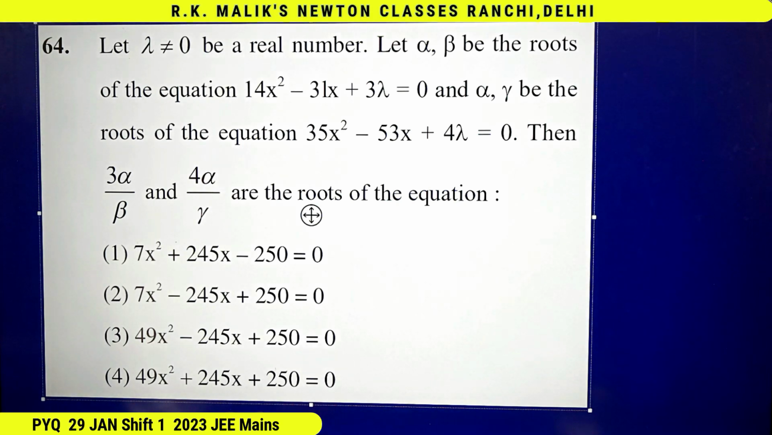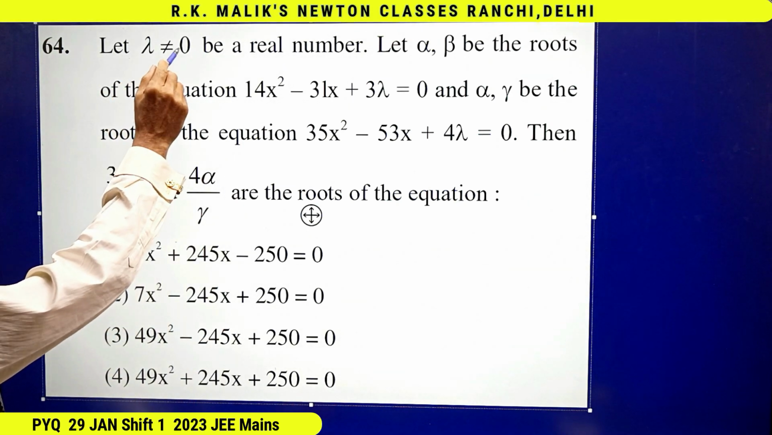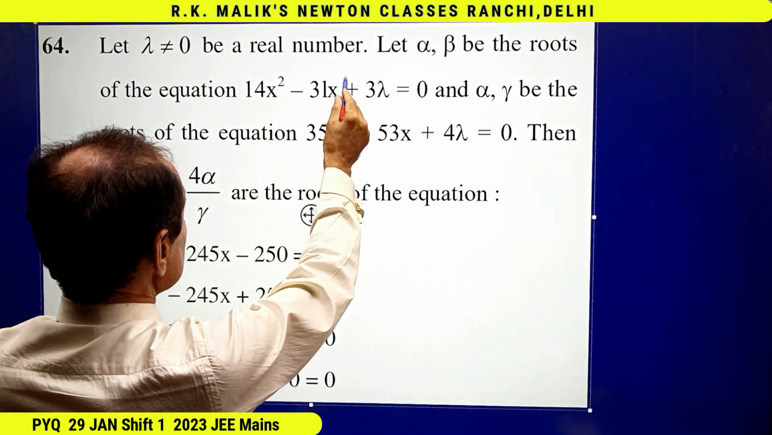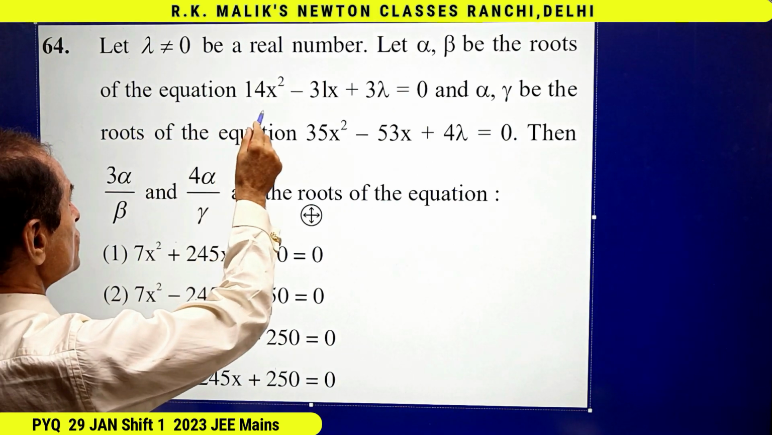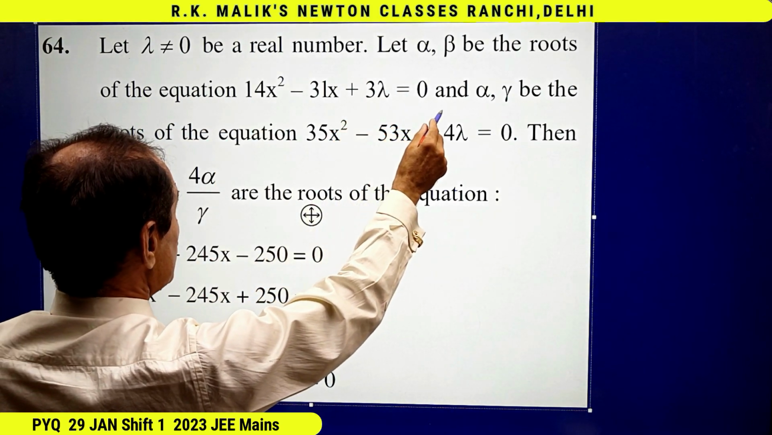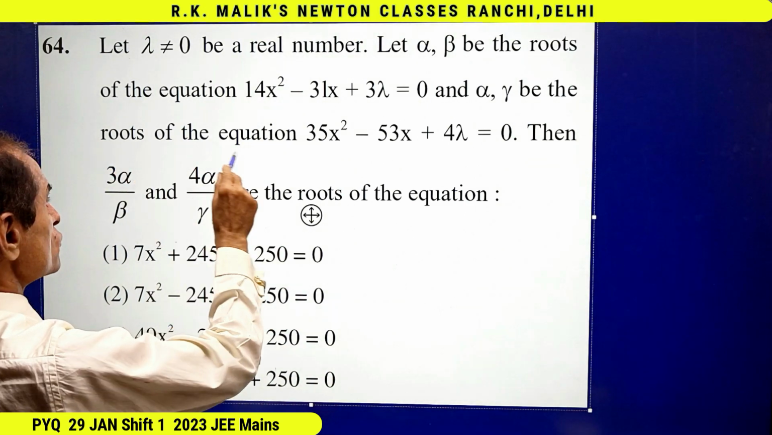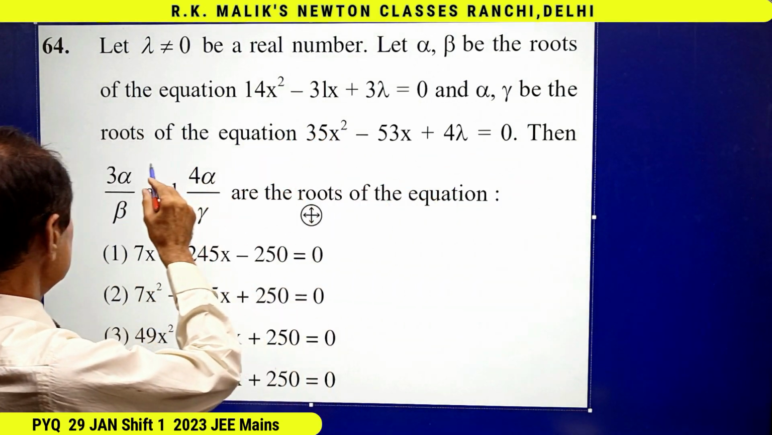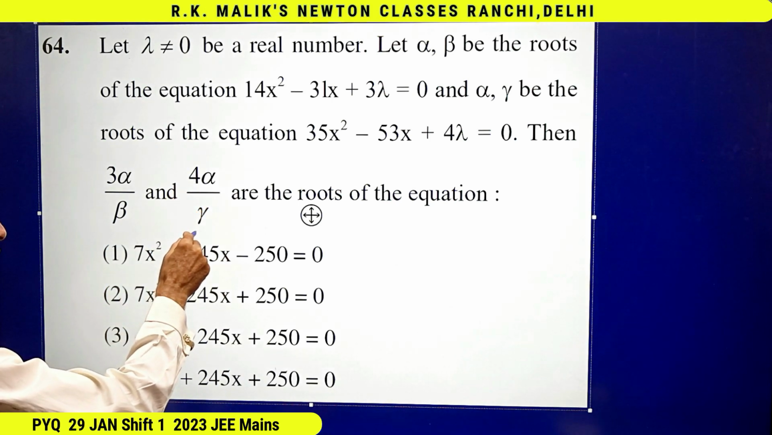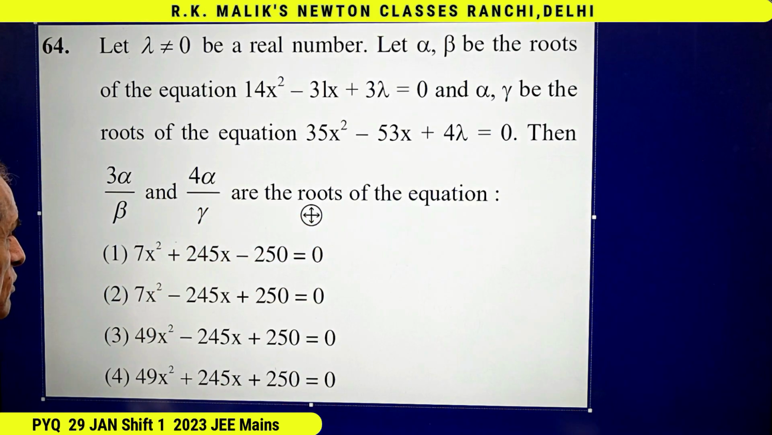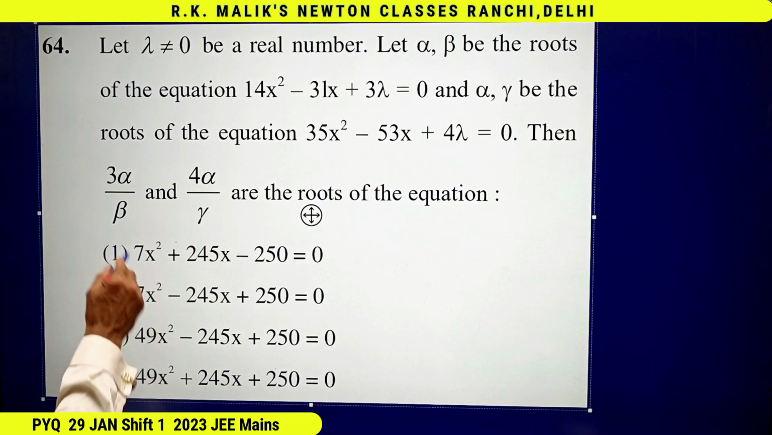In this question, it is given that let lambda is not equal to 0 be a real number. Let alpha and beta be the roots of the first equation, and alpha and gamma be the roots of the second equation. Then 3 alpha upon beta and 4 alpha upon gamma are the roots of. That is, you have to find the quadratic equation whose roots are these two numbers.